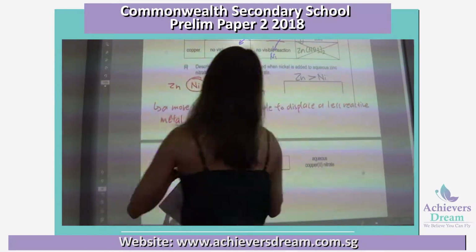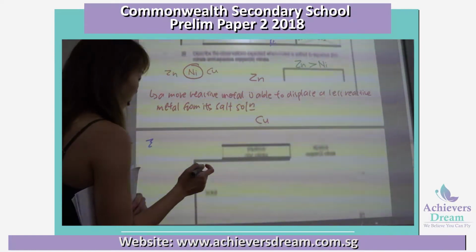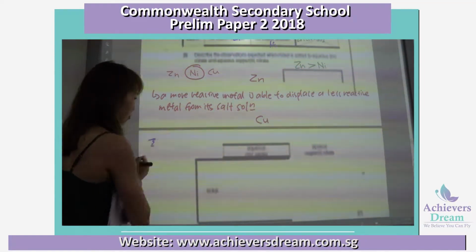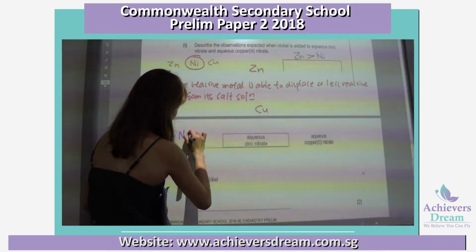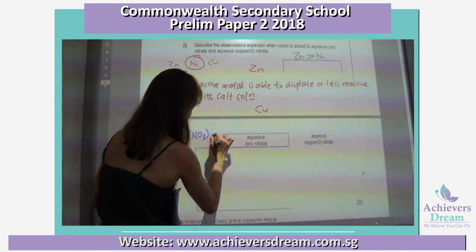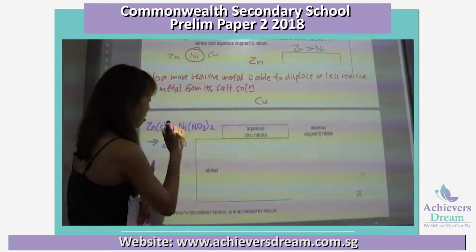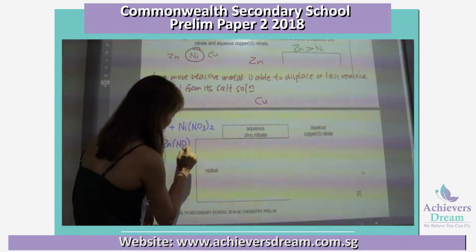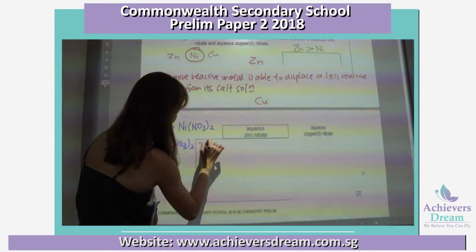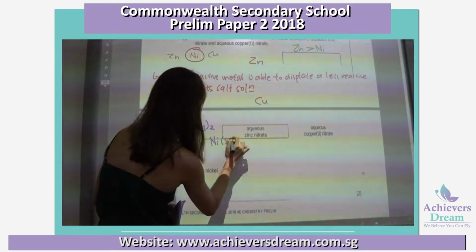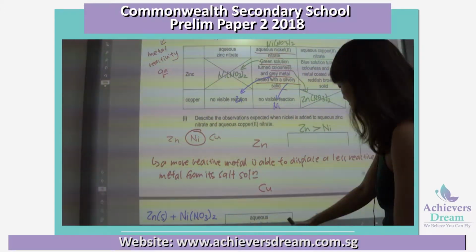So let's write the equation for this. When zinc is added to nickel nitrate, it will displace nickel from its salt solution to form zinc nitrate plus nickel solid, correct? So then now let's look at aqueous copper 2 nitrate.